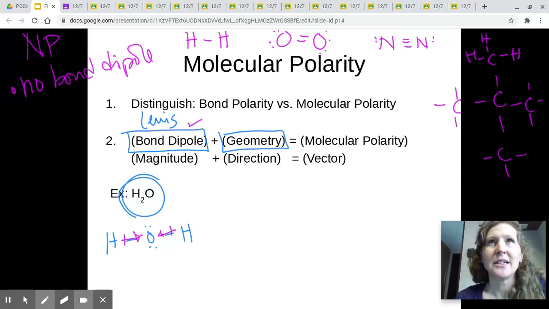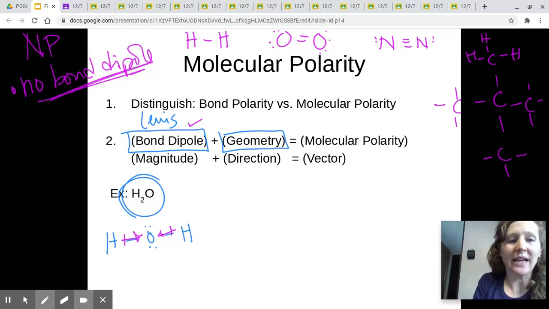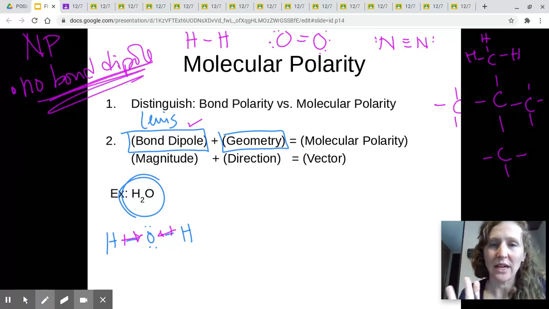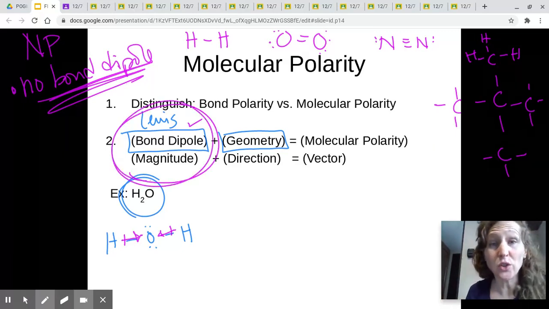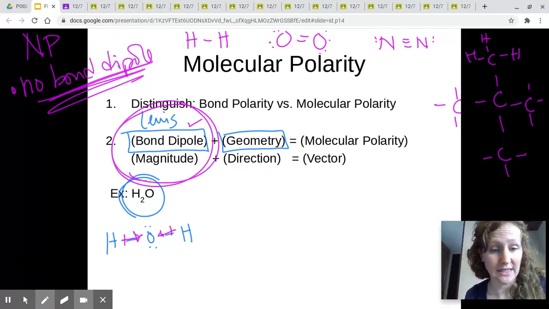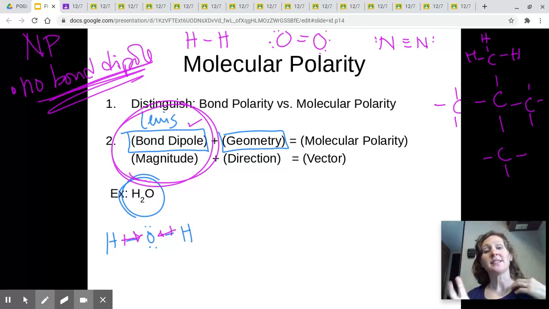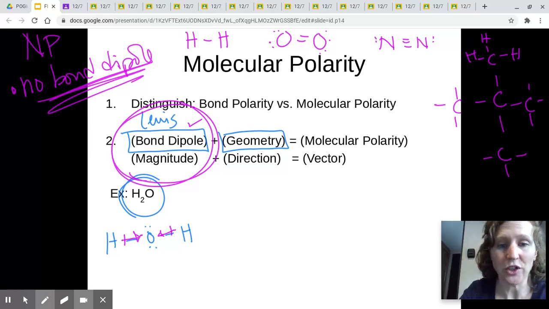So to not have bond dipoles is pretty unusual outside of a diatomic molecule. Okay, so that's our first consideration. Do bond dipoles exist? And in most things that have more than two atoms, the answer is yes. Okay, the second thing we have to look at in the case of water is geometry.